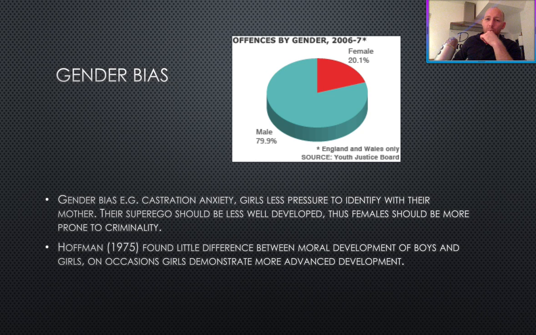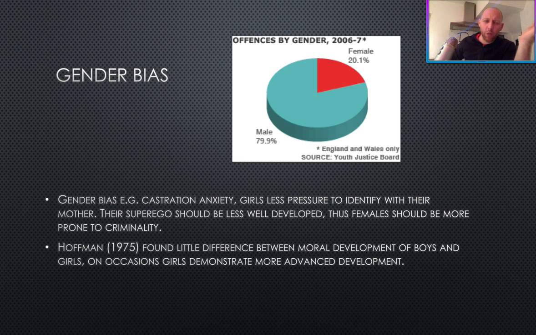Another issue is gender bias. So the majority of crime is committed by men, but if Freud's right, then females have this underdeveloped superego, so really they should be committing more crimes. And actually the statistics don't bear that out at all. Hoffman found little difference between moral development of boys and girls, but found that girls on occasion demonstrated more advanced moral development. So essentially saying that Freud's wrong about the differences between males and females.